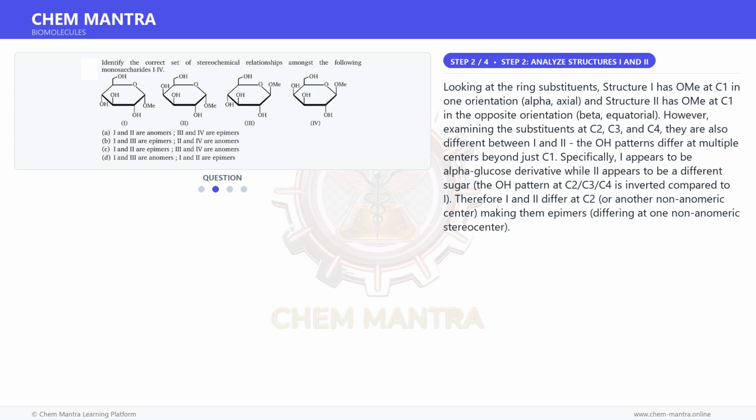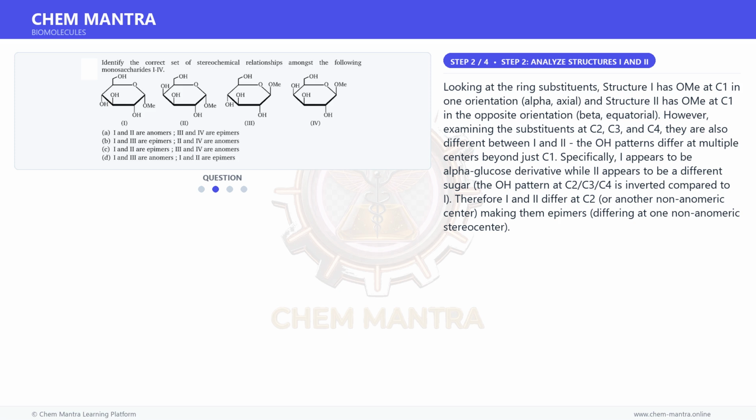Looking at the ring substituents, structure I has OMe at C1 in one orientation, alpha, axial, and structure II has OMe at C1 in the opposite orientation, beta, equatorial. However, examining the substituents at C2, C3, and C4, they are also different between I and II. The OH patterns differ at multiple centers beyond just C1.